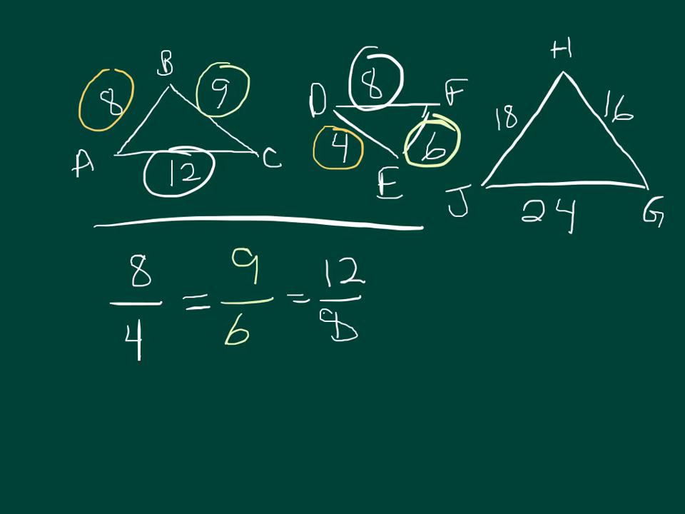Okay, we can do this one of either ways. We could cross multiply and see if they're the same, or we could reduce everything and see if they're the same. So 8 over 4 reduces to 2 over 1, right? Does 9 over 12 reduce to 2 over 1? No. And 12 over 8 doesn't reduce to 2 over 1. So the first two triangles are not similar. So if we had an unknown side length, we couldn't solve for that with what we have. So let's look at this third triangle.